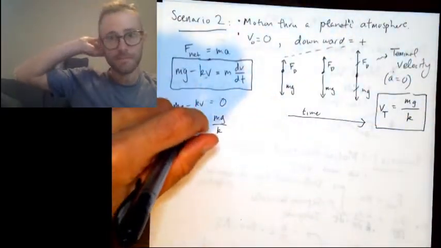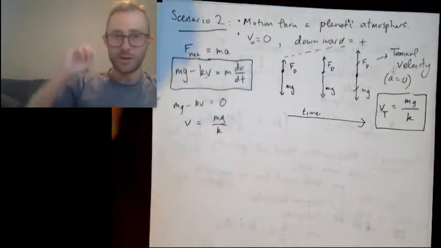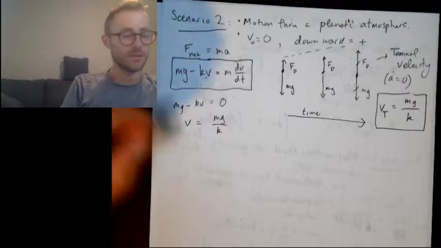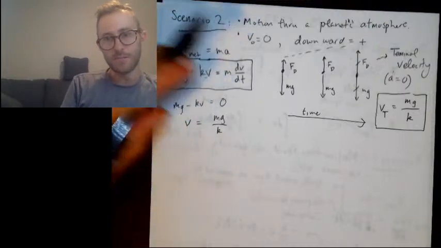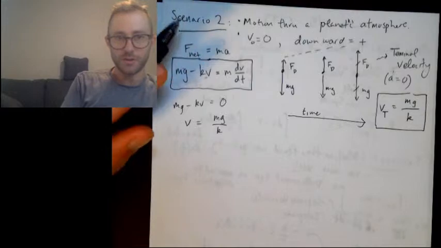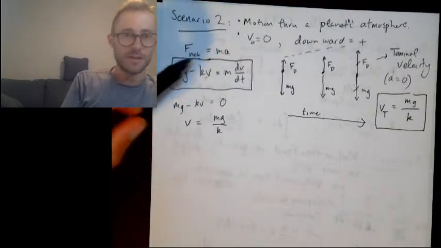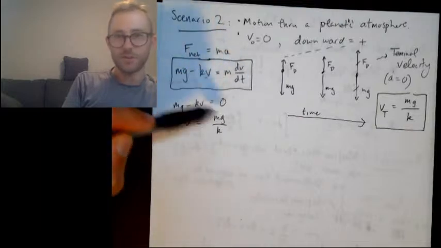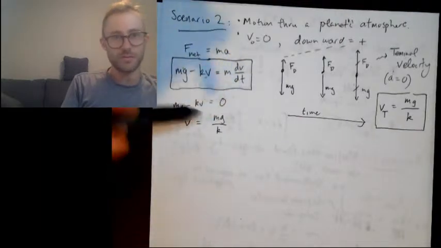All right? So you should know how to derive the terminal velocity in this case. How you get the terminal velocity is you set the acceleration equal to 0, and then you solve for the velocity.